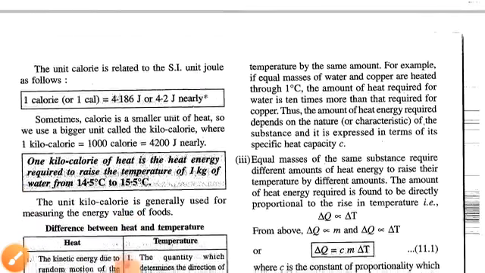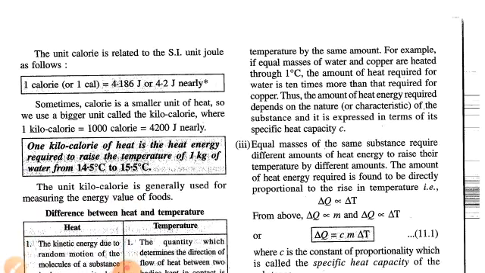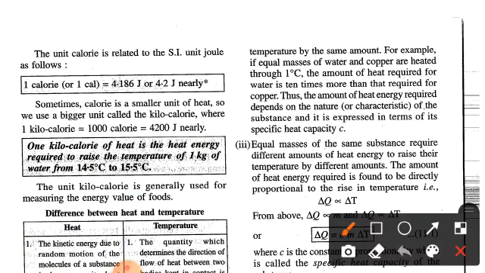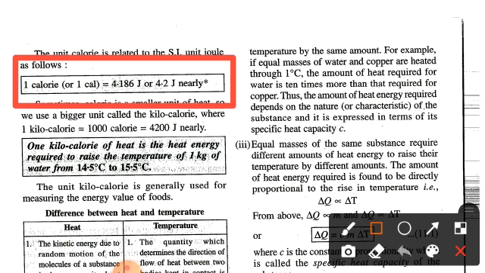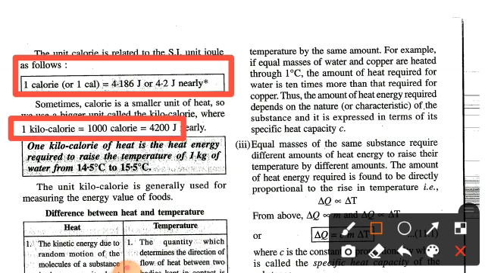The unit of calorie is related to the SI unit of joule. As I told you, 1 calorie is equal to how much? 4.186 joule, or approximately you can write it 4.2 joule. Sometimes calorie is a smaller unit of heat, so we use a bigger unit called the kilocalorie. Fine. So 1 kilocalorie equals how much? 1000 calorie, or nearly you can write it 4200 joule.